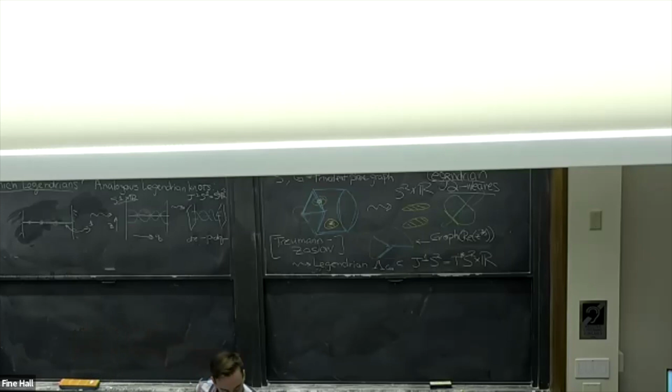So already in the work of Treumann and Zaslow, they had understood what sheaves should look like for these things. So I mentioned these representations are sheaves, and already the moduli space of sheaves was essentially understood in that paper of Treumann and Zaslow. So let me say what that is.